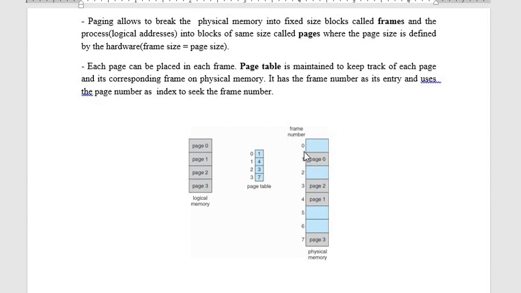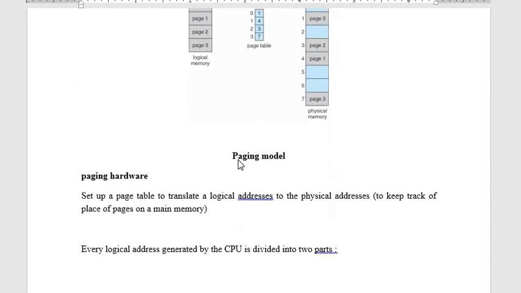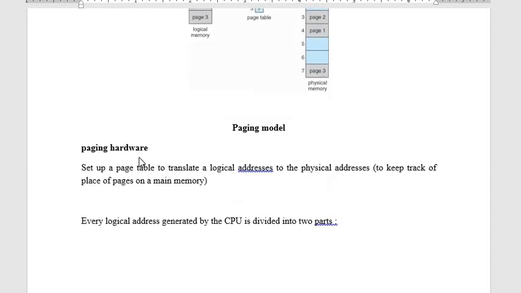You can see the diagram as well. Page 1 is present in frame 4, page 2 is present in frame 3, page 3 is present in frame 7. So this is the basic idea of how we deal with paging. What is paging? Let us go to the paging hardware.